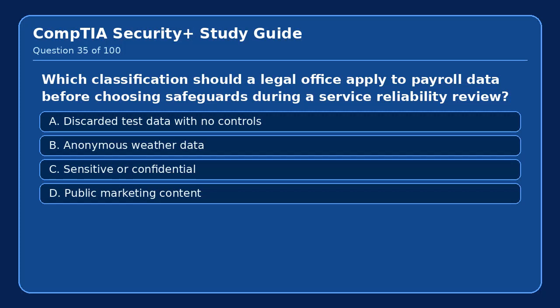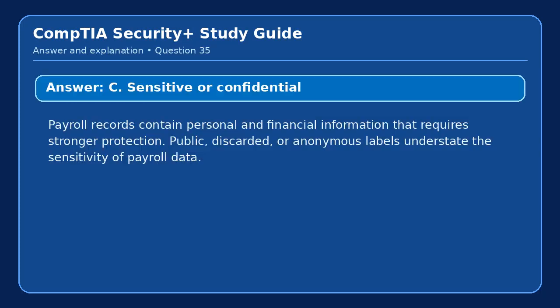Take a moment to choose your answer. The answer is B. Use encryption at rest with controlled key access. Encryption at rest protects stored data if media or snapshots are exposed, while key access controls limit use. World readable files, no logs, and guest administration weaken confidentiality and accountability.